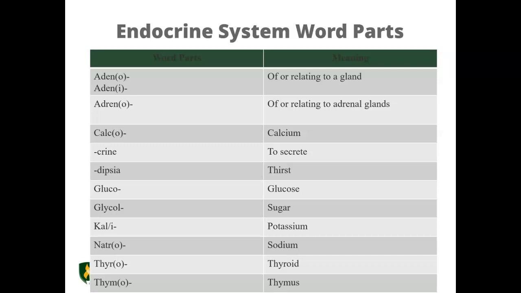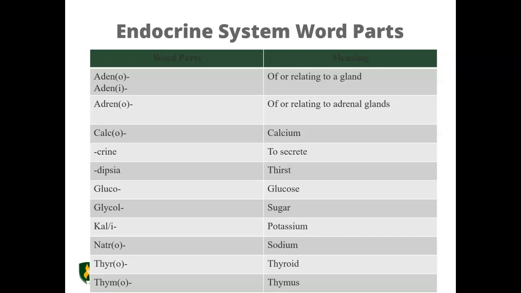When it comes to the endocrine system, the word parts that are going to be really important for you to know are adeno or adeni, depending on how it is notated with the suffix. It means of or relating to a gland. Adreno means of or relating to an adrenal gland. So that's the difference between adeno and adreno. If it has the R in it, it's relating specifically to the adrenal glands. If it does not, it's just relating to a gland.